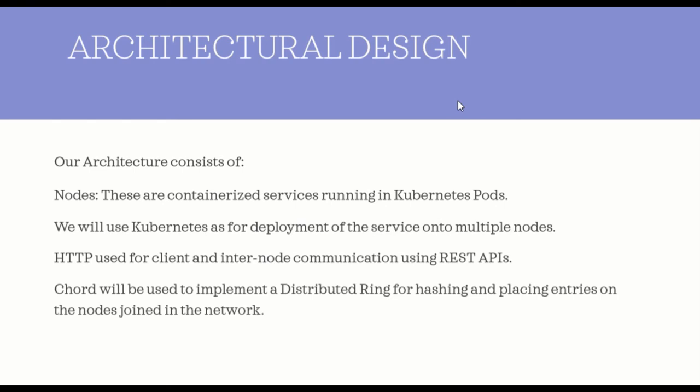Our architecture consists of nodes which will run containerized services in Kubernetes pods. We will use Kubernetes for deployment of the service onto multiple nodes. We will use HTTP protocol for client and inter-node communication using REST APIs. CORD will be used as the ring protocol for placing resources consistently onto distributed nodes.